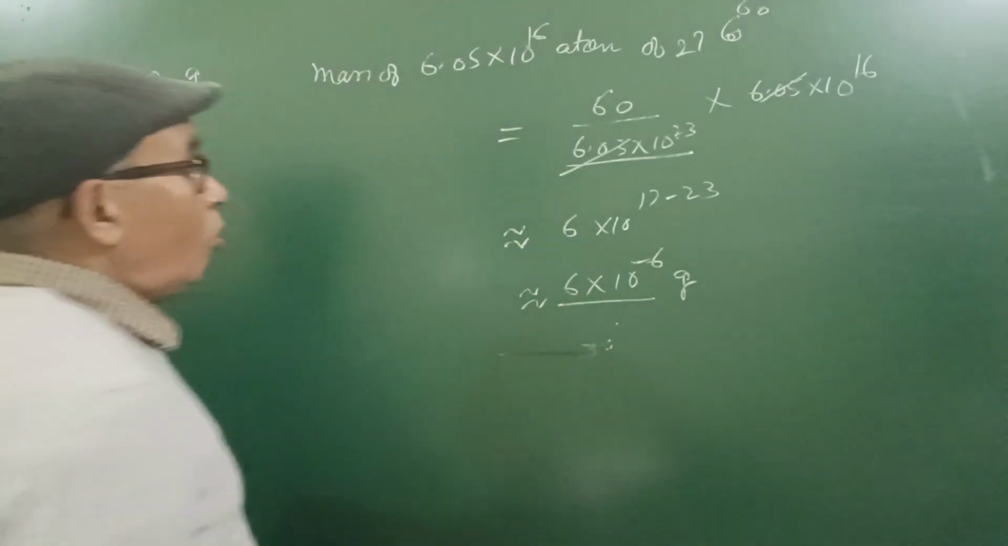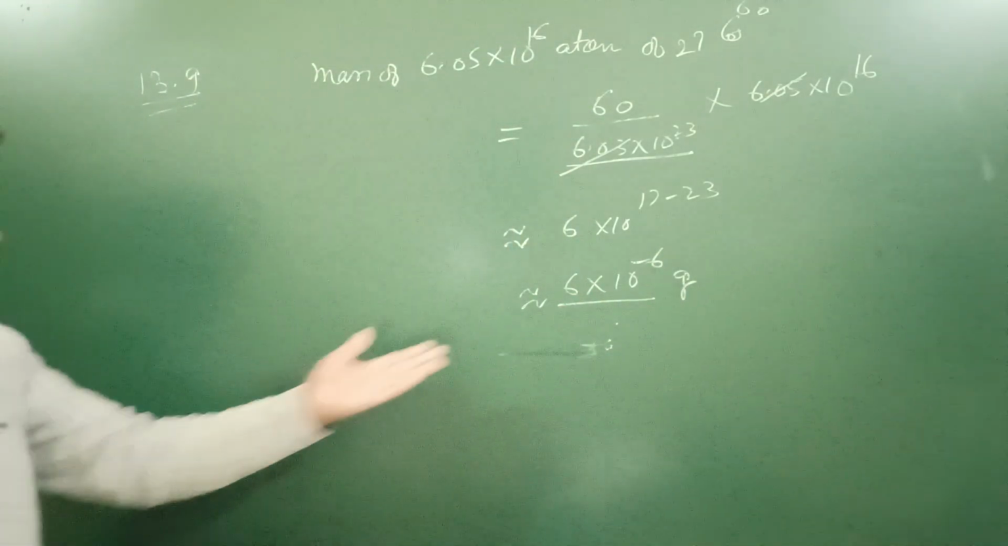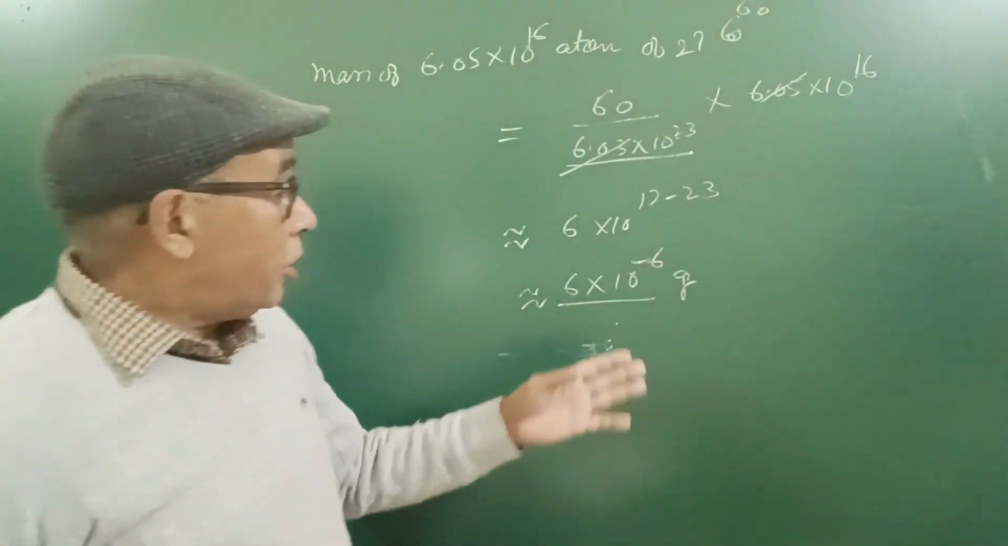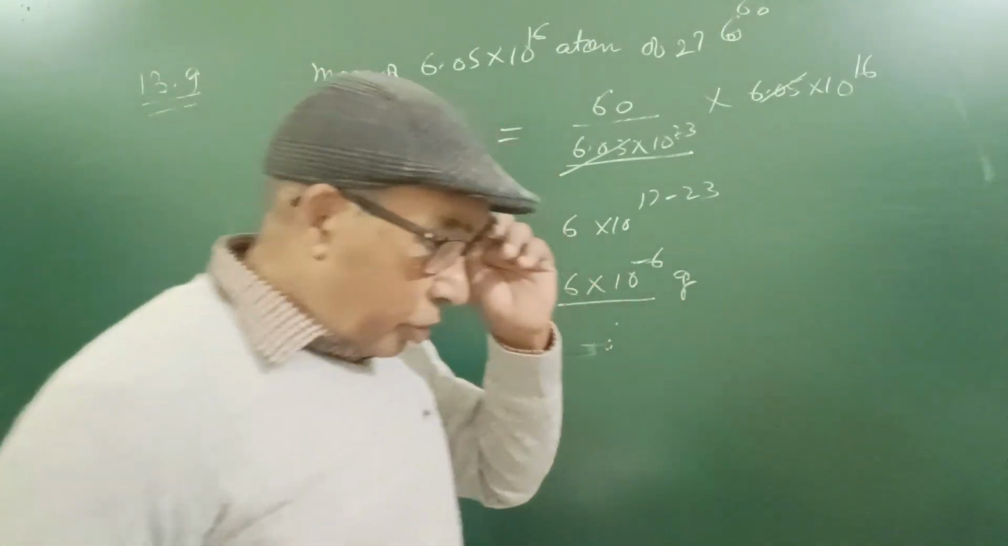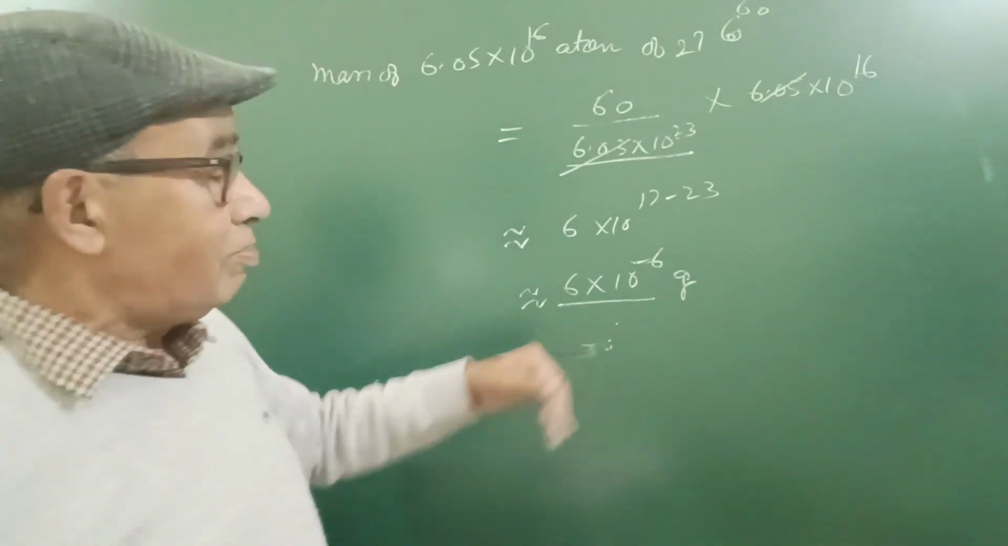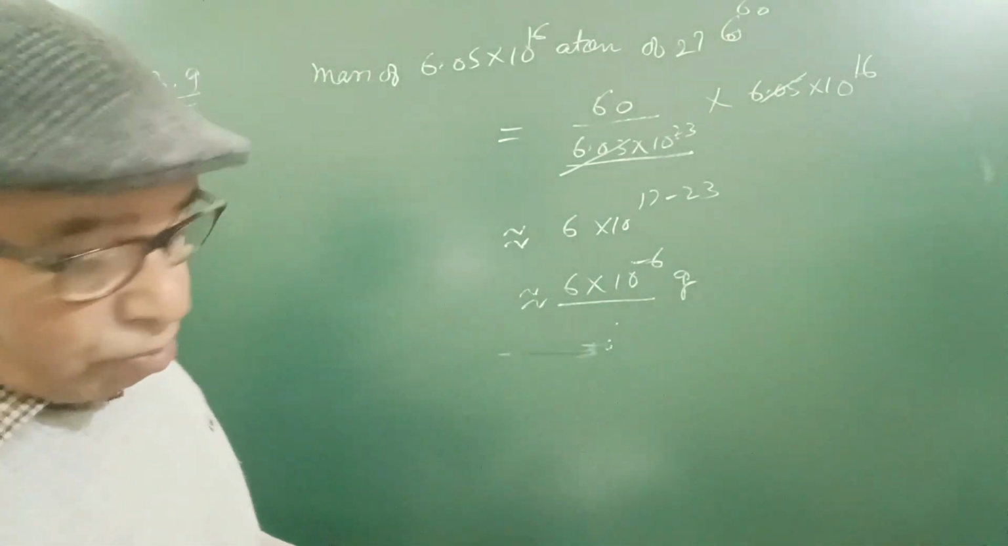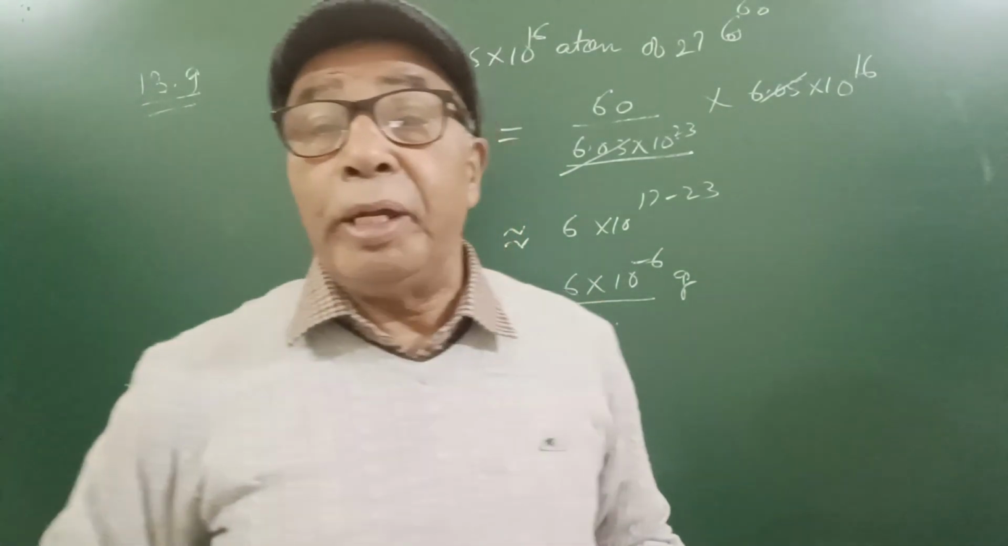That many grams of cobalt 60. See how much it is. It is 6 into 10 to the power minus 3 milligram. This much will produce a rate of 8 millicurie.